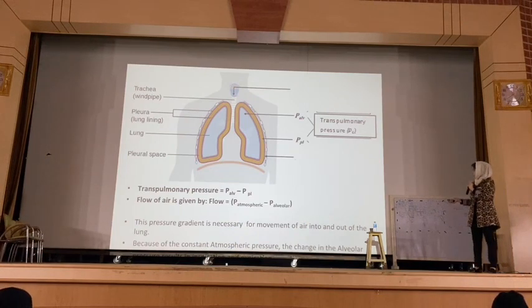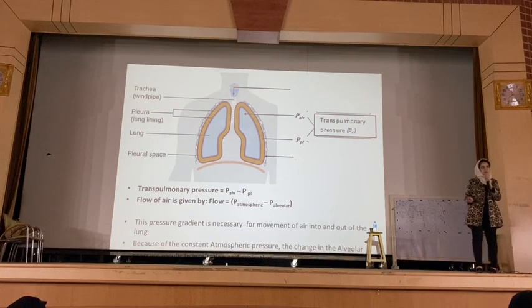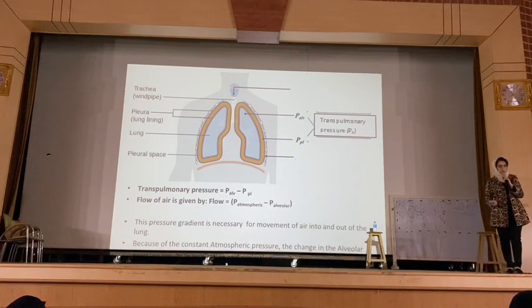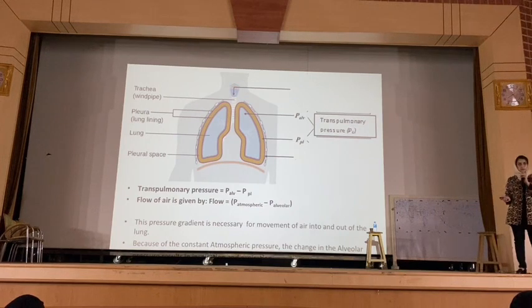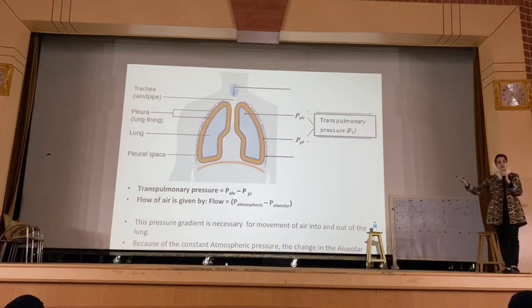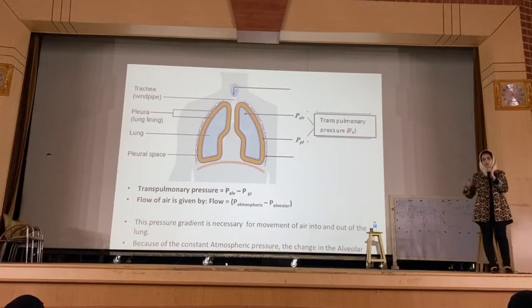The difference between atmospheric and alveolar pressure is called transpulmonary pressure. The difference between alveolar pressure and intrapleural pressure is called transpulmonary pressure. The transpulmonary pressure should be positive always, or we can say the alveolar pressure should always be higher than the intrapleural pressure.